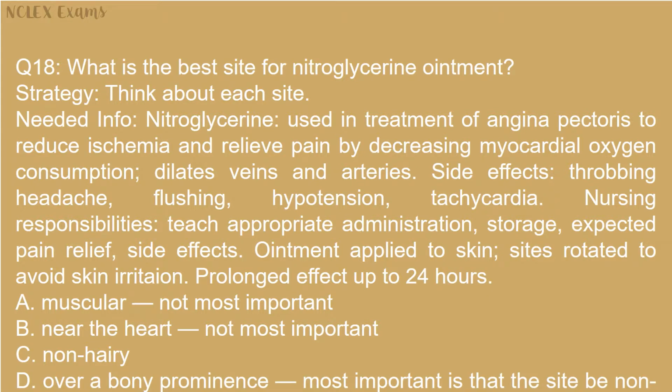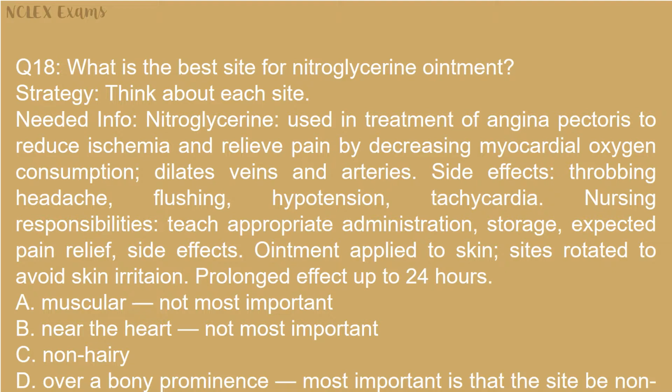Question 18. What is the best site for nitroglycerine ointment? Strategy: think about each site. Needed info. Nitroglycerine is used in treatment of angina pectoris to reduce ischemia and relieve pain by decreasing myocardial oxygen consumption, and dilates veins and arteries. Side effects: throbbing headache, flushing, hypertension, tachycardia. Nursing responsibilities: teach appropriate administration, storage, expected pain relief. Ointment is applied to skin, sites rotated to avoid skin irritation. Prolonged effect up to 24 hours.